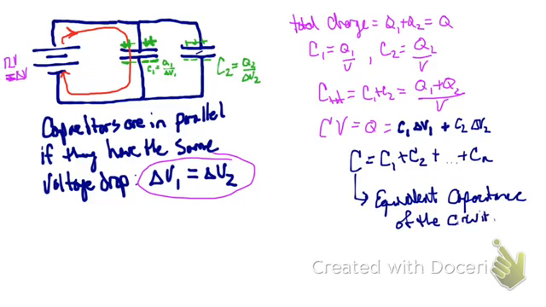Okay, so what is the total capacitance of the circuit? You add all the capacitors in parallel, and you get this value for your total capacitance of the circuit. Okay, so that's for parallel capacitors. Then we have capacitors in series.